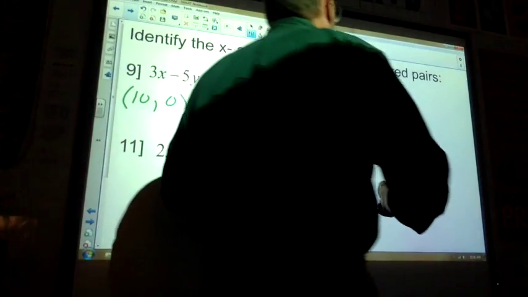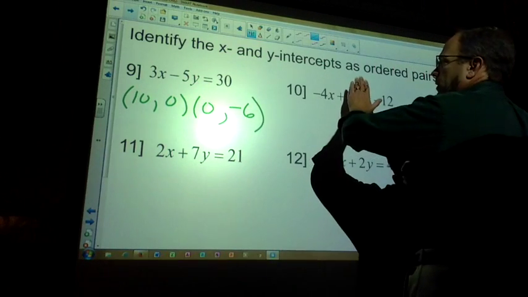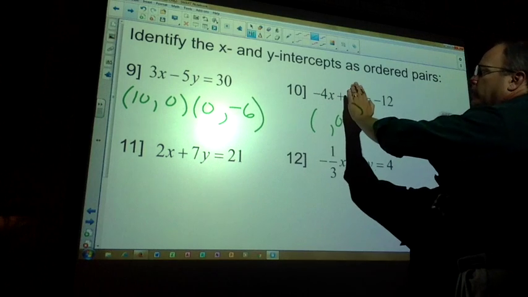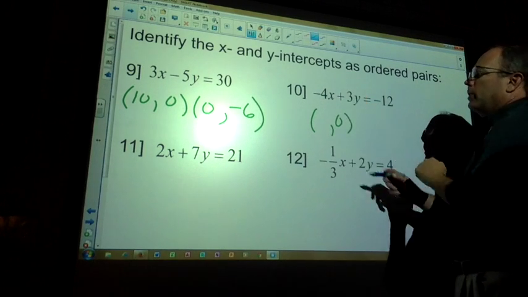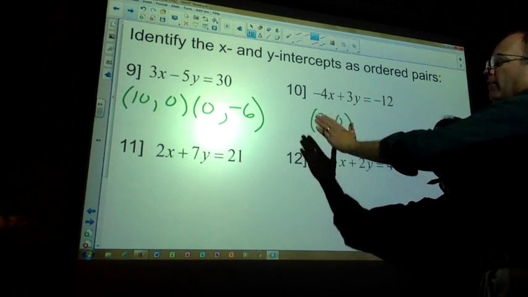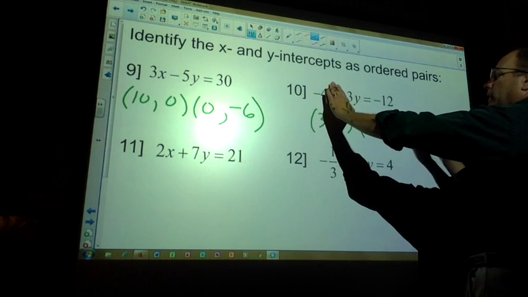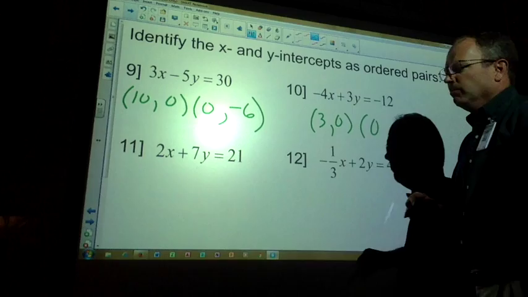Okay, number 10, cover method. If I cover up the y, that means I'm plugging 0 in for y. So what does x have to be equal to? 3. If I cover up the x, it means I'm plugging 0 in for x. So what does y have to be? -4.